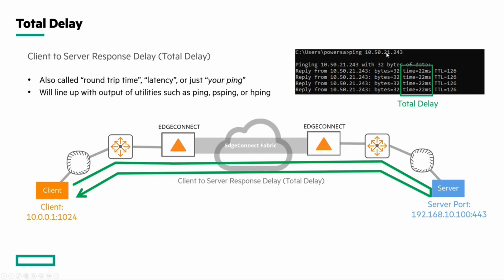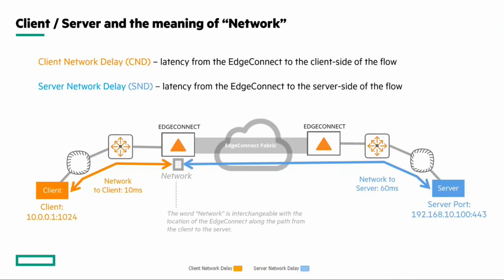So if you just say, ping 10.50.21.243, and you're using PS ping, so it's TCP, this number is what we will show you in the UI. That is the total delay or the latency. So we break up the total delay into two subcomponents, the client network delay and the server network delay. The client network delay is the area of latency between the EdgeConnect and the client side of the flow. The server delay is from the EdgeConnect to the server.